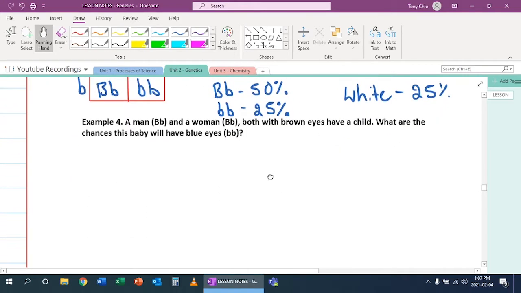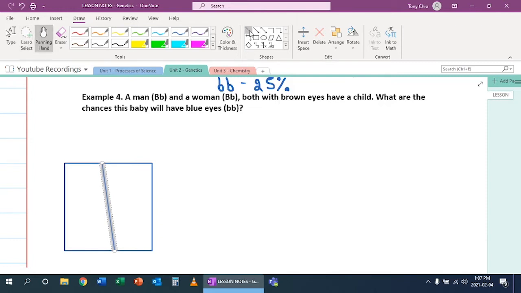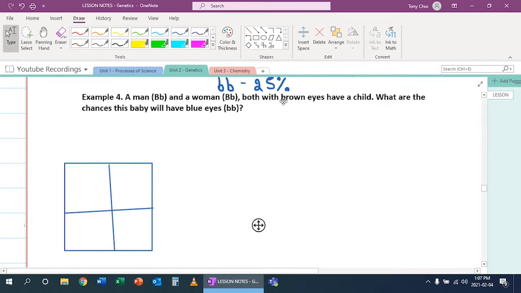Let's look at this one now. A man and a woman having these alleles, both with brown eyes, have a child. What are the chances this baby will have blue eyes, which is 2 lowercase b's? Well, again, let's create our Punnett square. Right away, we know that because both of these are heterozygous, so let me actually adjust this so it's a bit clearer. Because both of these are heterozygous, you know that brown eyes must be dominant in this case. So both parents are these alleles.